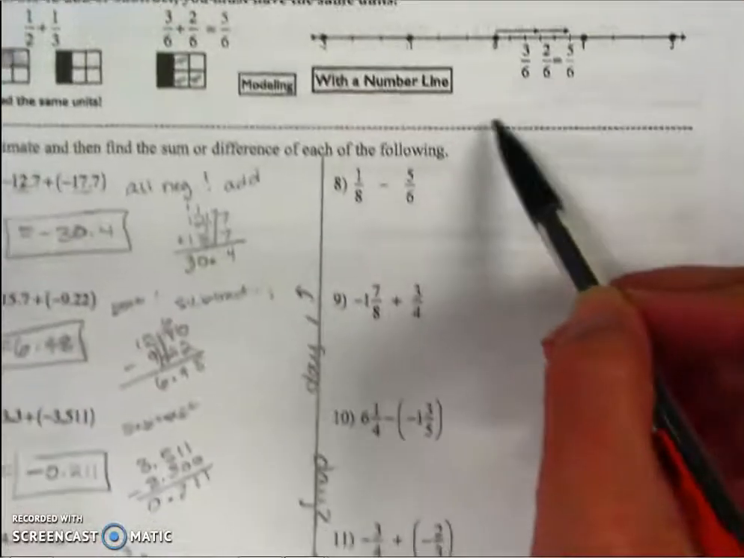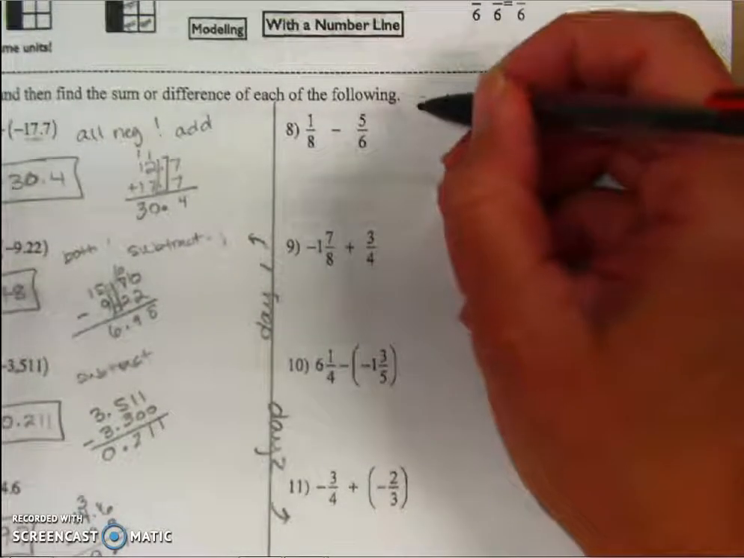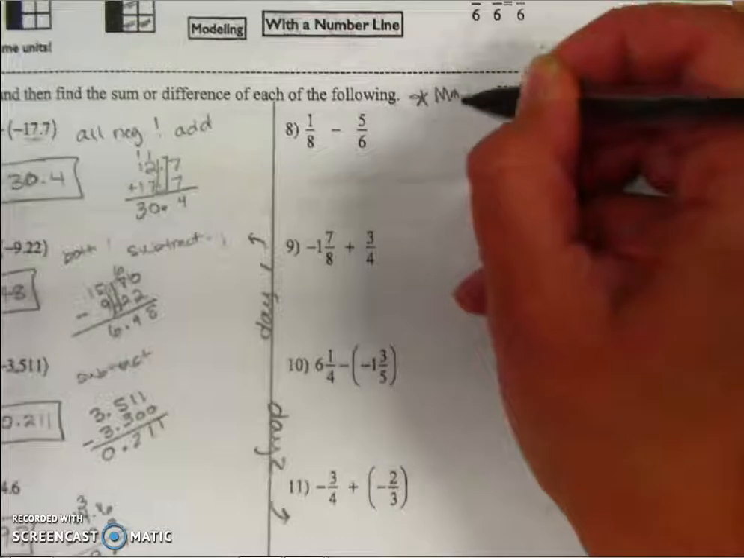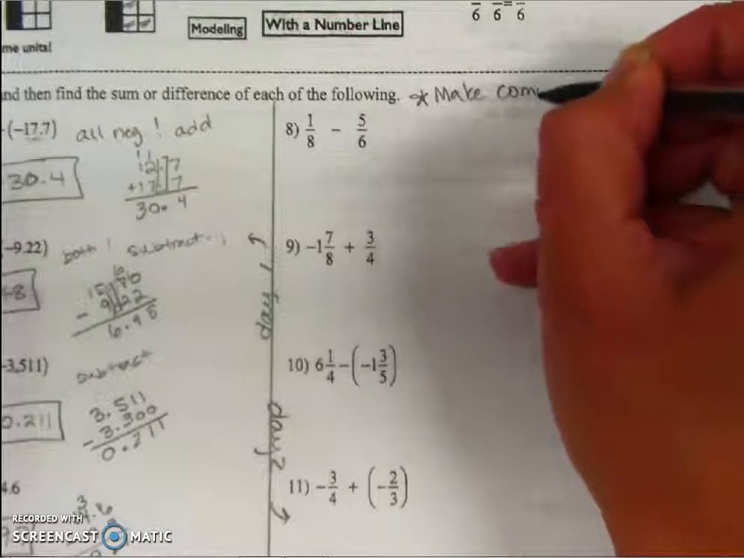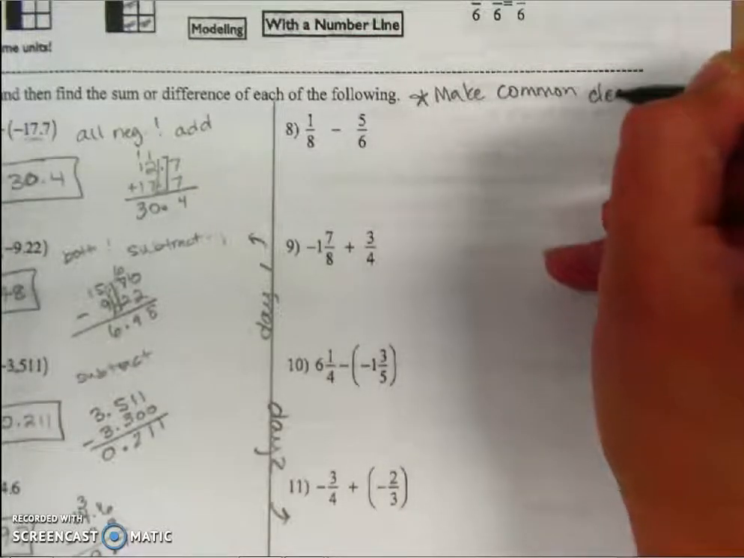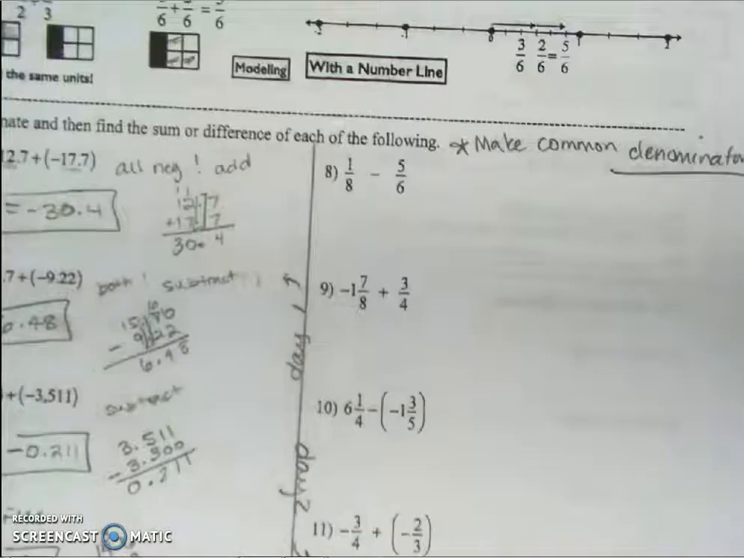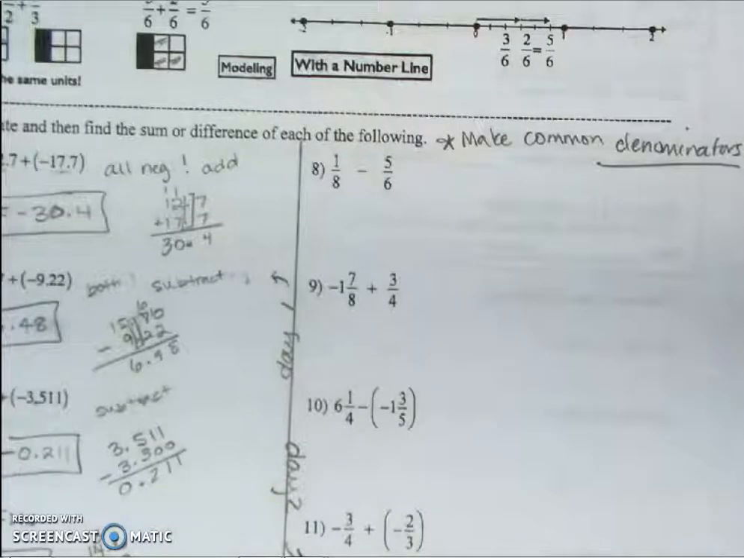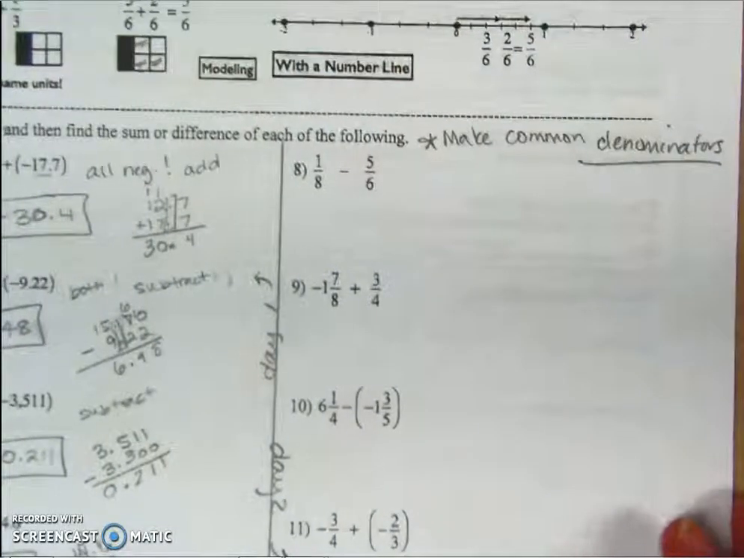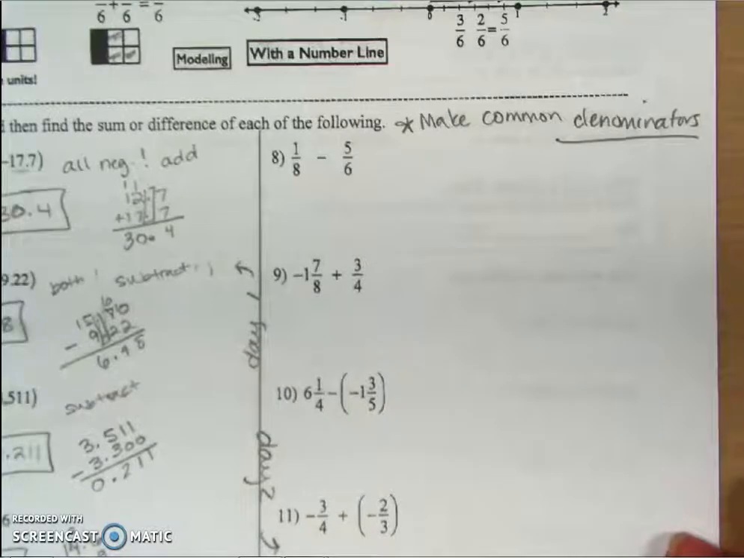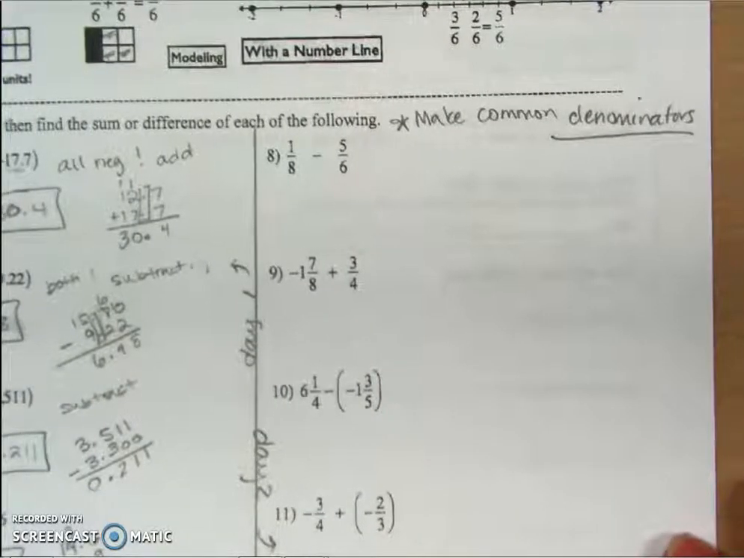But remember, with adding and subtracting fractions, we need to make common denominators. Common denominators. Write that down, please. Make common denominators. And so remember, the trick to that is looking for the bigger number and thinking of multiples of the bigger number until we get to one that would work for the smaller number as well.